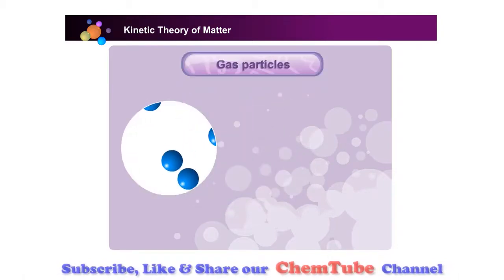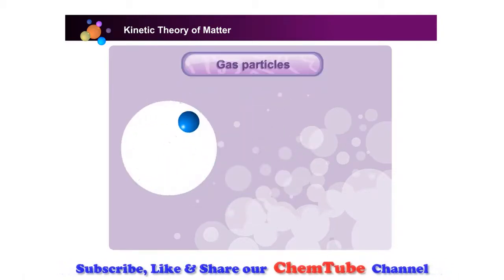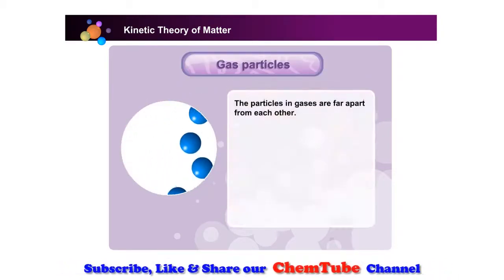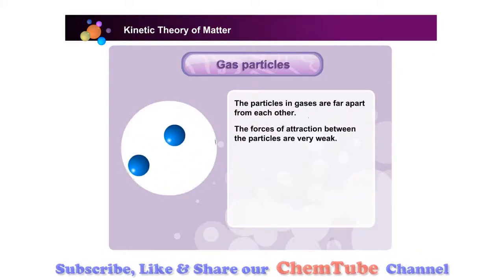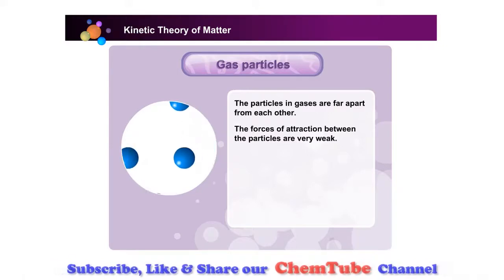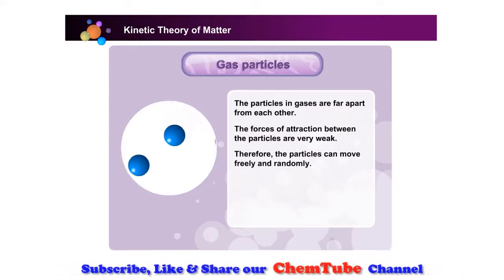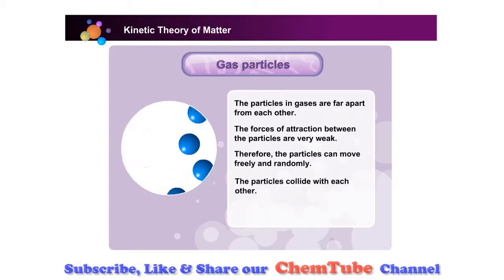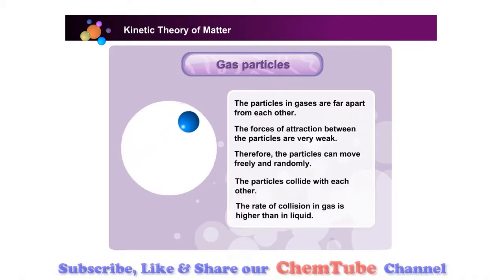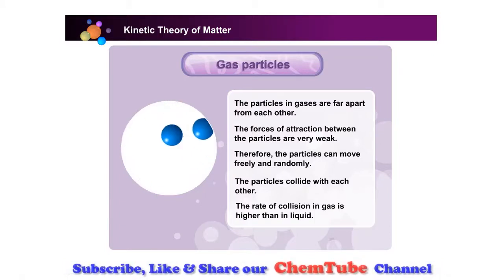Gas particles. The particles in gases are far apart from each other. The forces of attraction between the particles are very weak. Therefore, the particles can move freely and randomly. The particles collide with each other. The rate of collision in gas is higher than in liquid.